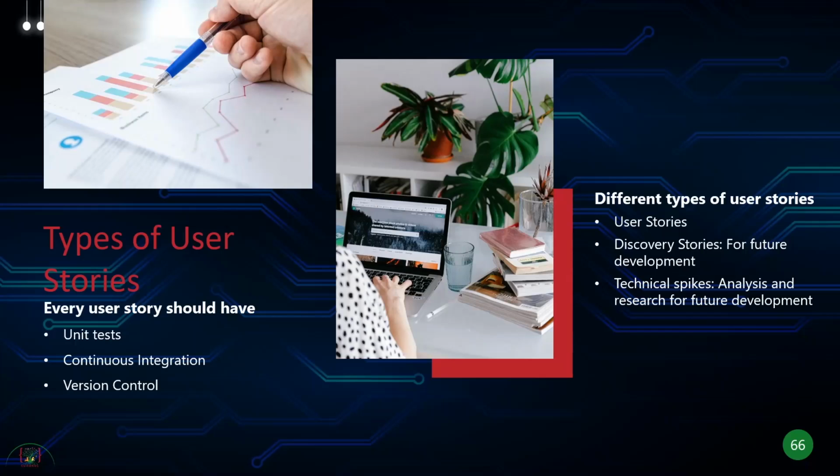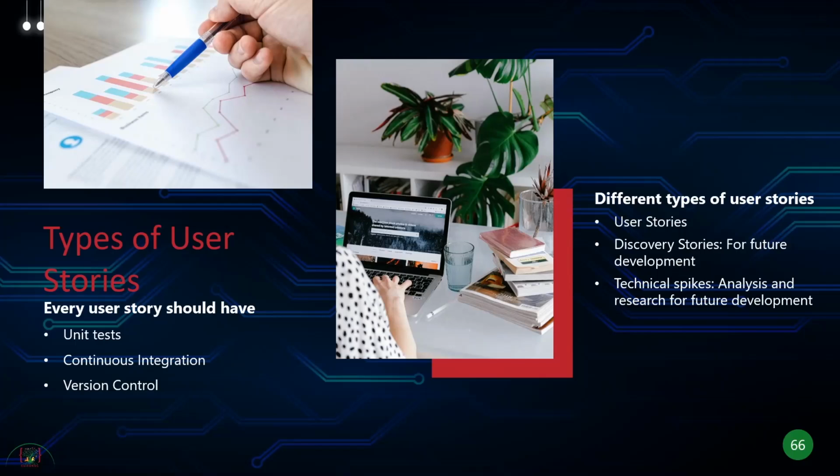Now, let's talk about the types of user stories. Now, every user story should have a test, a unit test. It should be testable, right? You should be able to test it and make sure that it's working according to the way you wanted it to work. It follows the acceptance criteria. And again, you should have a continuous integration, right? You test it, you provide your feedback, you change the code if need be, you test it again, it's ready, right?